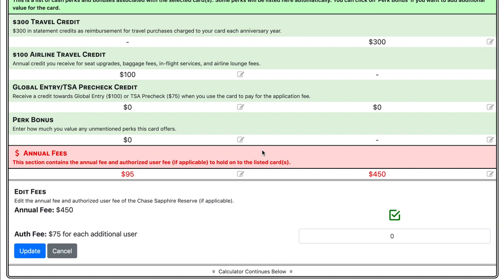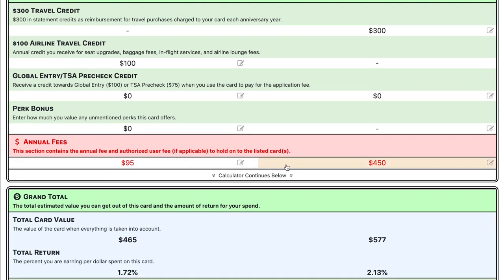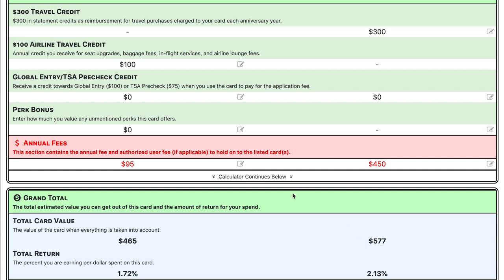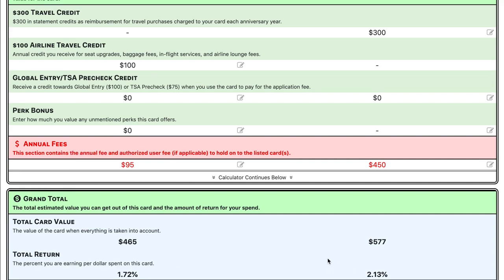So if you add additional friends and family members, it will take $75 out of your pocket. But thanks to the great return this card gives, you can easily make up for that as long as your friends and family are stuffing their face and traveling. So with that said, we are looking at a return of $577 versus 465, so a 1.72% return and a 2.13% return. So even with the big 450 annual fee, obviously this is cut down due to the travel credit.